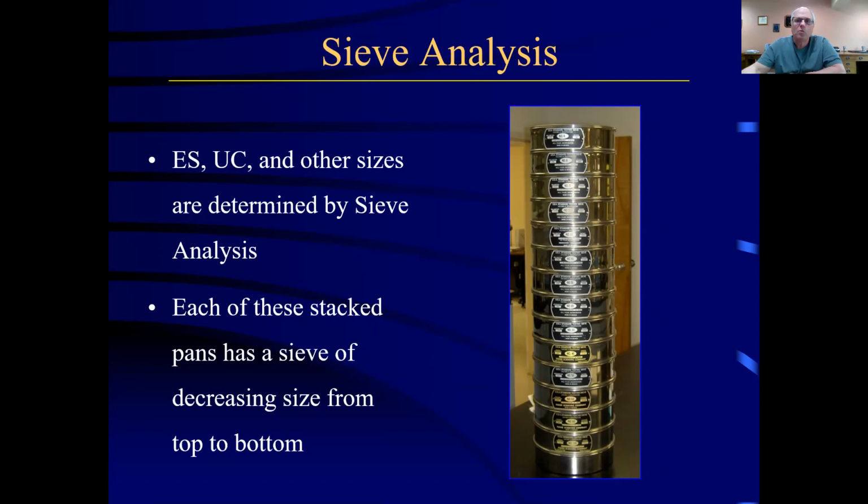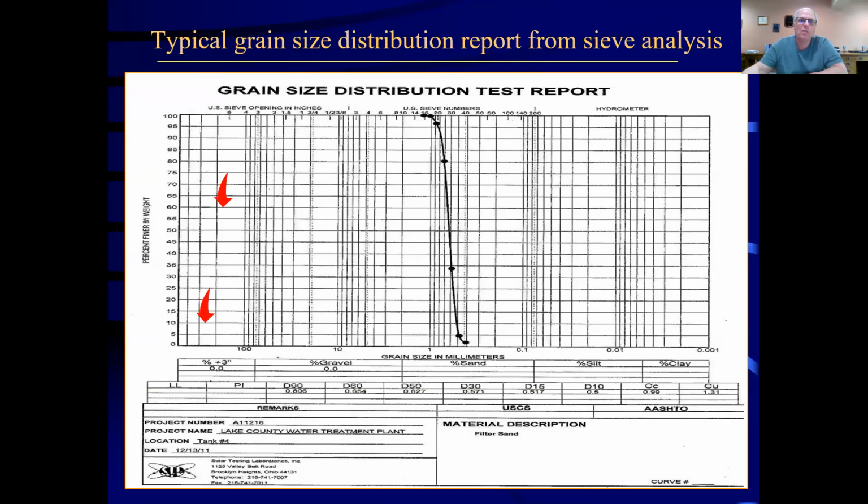So you filter all the way, you shake all those down. You would use the top pans for anthracite, the bottom pans for sand, I believe, and that will give you the sieve size. Your engineering firm or your lab testing firm will send you a report that looks something like this. This is a grain size distribution test report. Notice those two red arrows there. The one on the lower portion is at the 10% size, and the other one's at the 60% size, because I want to get the uniformity coefficient and the effective size.